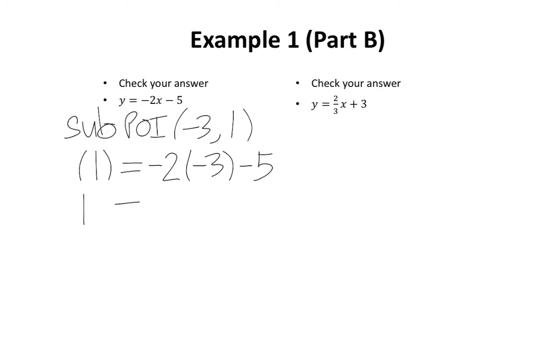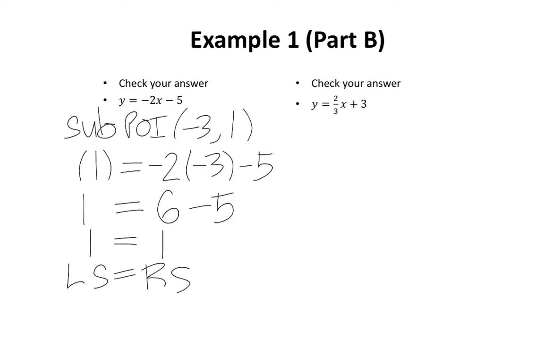So that just stays the same. -2 times -3 is +6, and that -5 stays the same. The 1 stays the same. 6 minus 5 is 1. So we can conclude left side is equal to the right side of the equation. Therefore, we can conclude that this point of intersection exists on this line.